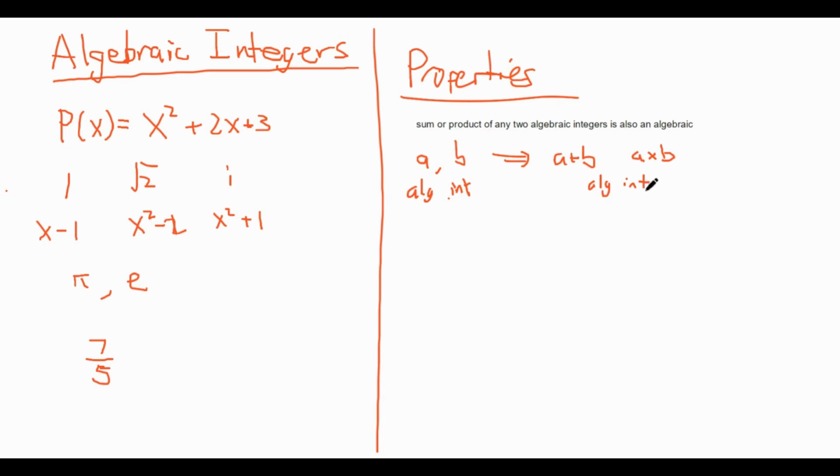Note that this implies that a minus b is also an algebraic integer because you can clearly just take the negative of b to get a minus b, but note that a divided by b might not be an algebraic integer. So be careful on that part.